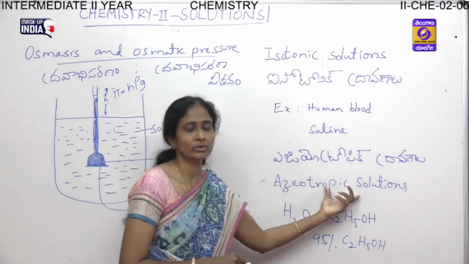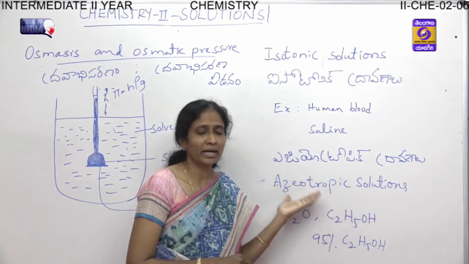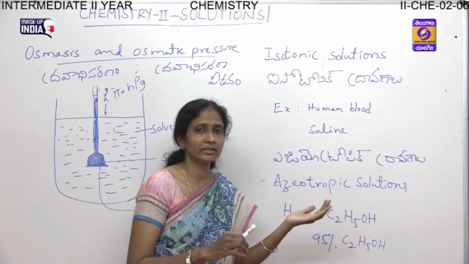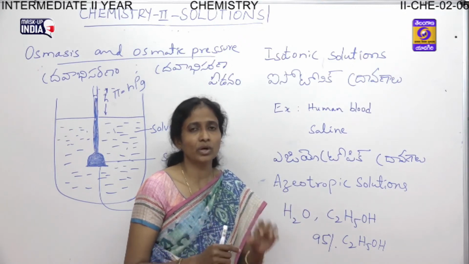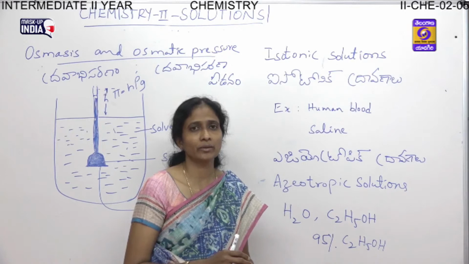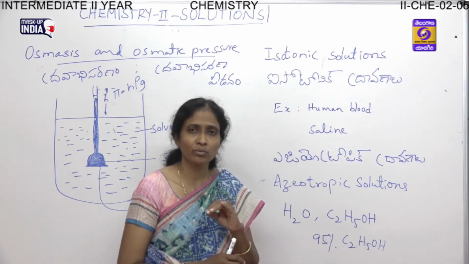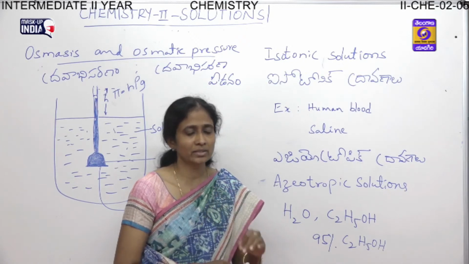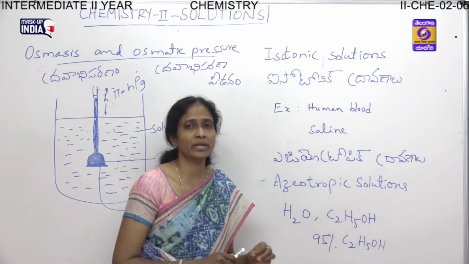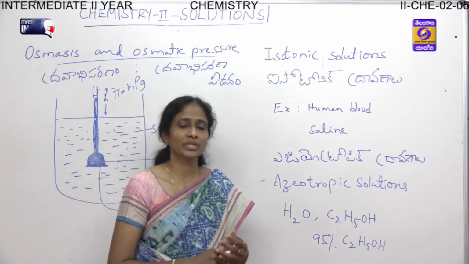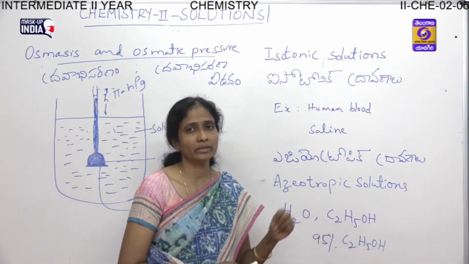So what are azeotropic solutions? A binary solution, after adding two components, acts as one solution. It shows as if only one component is present in it. Such types of solutions can be called azeotropic solutions.